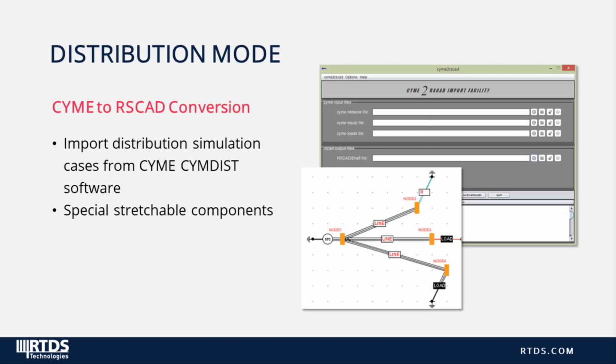Lastly, we have a conversion tool for SIM's SimDist software. It's a third-party distribution system simulation software that's popular in the US, so you can directly import cases from this tool into RSCAD. And when we rolled this out, we also released special stretchable components, which make it easier to lay out a converted distribution case and to break out into other phase configurations. That won't be shown in today's demo, but if you do join us for our RSCAD FX software webinar, I can show that off a little bit.